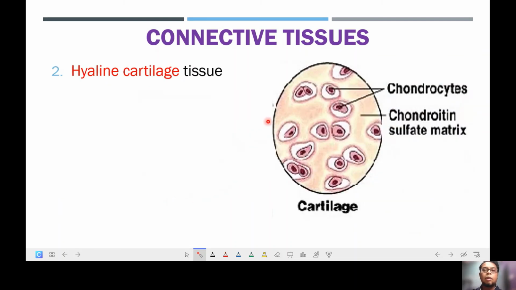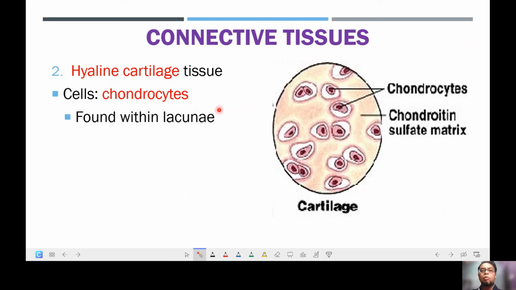The second type of connective tissue will be the hyaline cartilage tissue, in which the cells are known as the chondrocytes. They are also found within the lacunae over here. The chondrocytes are also found within the matrix.